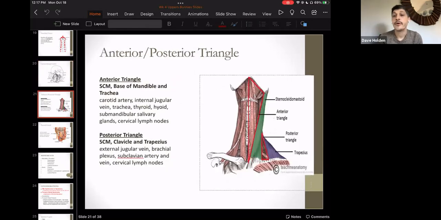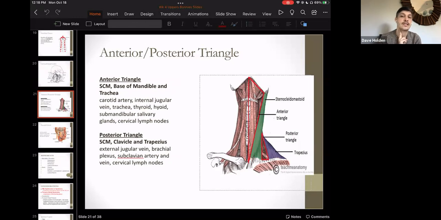Now, the anterior and posterior triangles of the neck are well-known endangerment sites to massage therapists. The anterior triangle is bordered by the base of the mandible, the midline, and the medial border of the SCM muscle. So this is the anterior triangle. This is where you can feel the pulse of the carotid artery. That's pretty much specifically why this is an endangerment site.